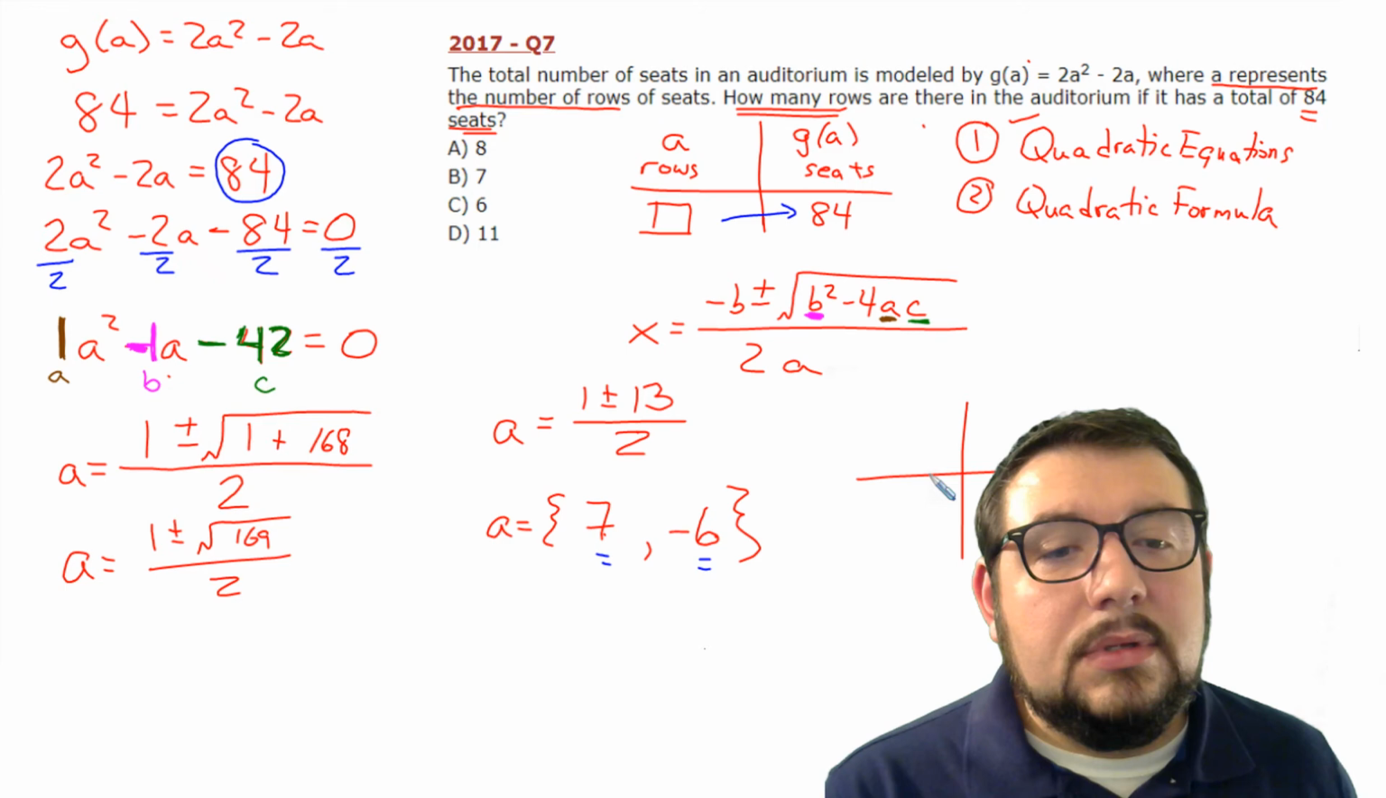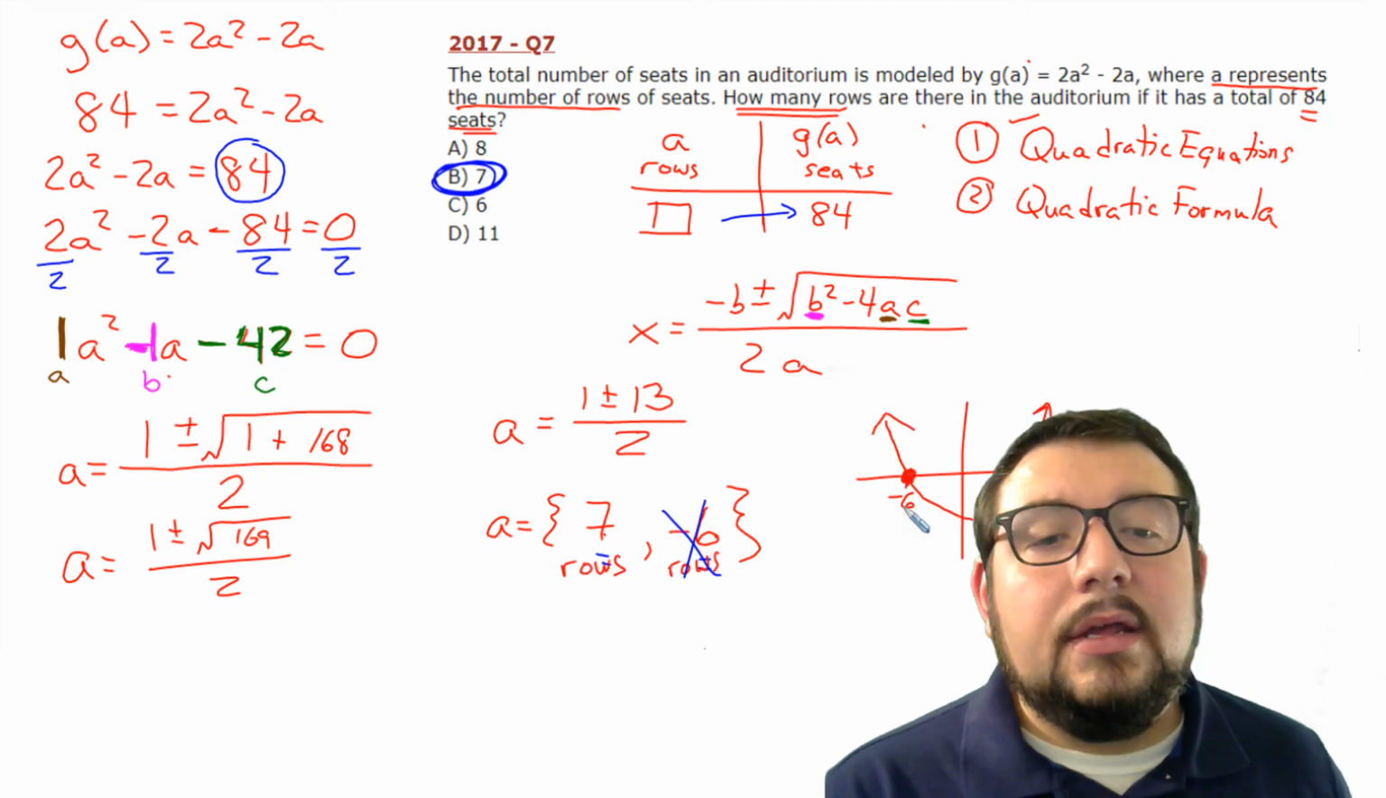Is this a realistic number if I'm counting rows? No, this is not a realistic number if I'm counting rows. Which one seems more likely? Hey, that auditorium has negative 6 rows? No, that doesn't make sense. That does not exist in the real world. The number 7 obviously would fit better. Hey, there are 7 rows in the auditorium, so of course you're going to choose positive 7 because it exists in physical reality.